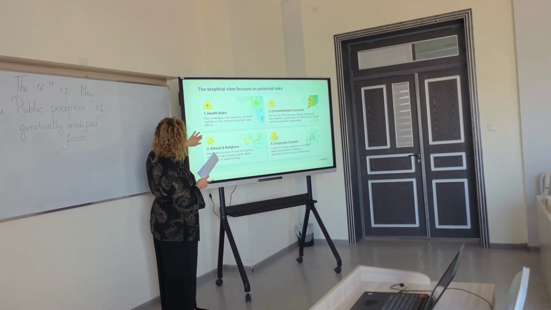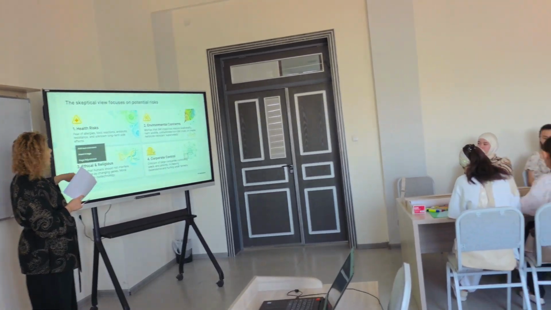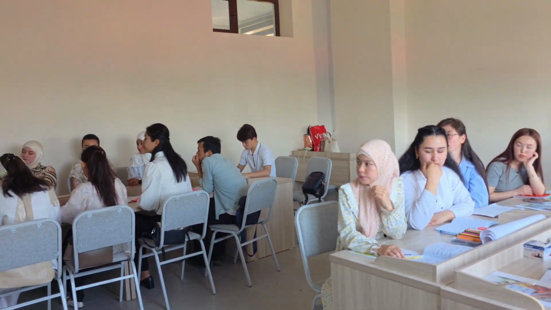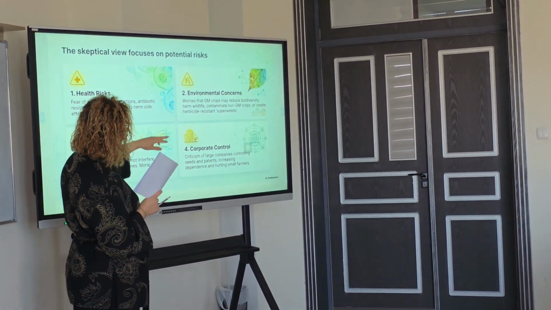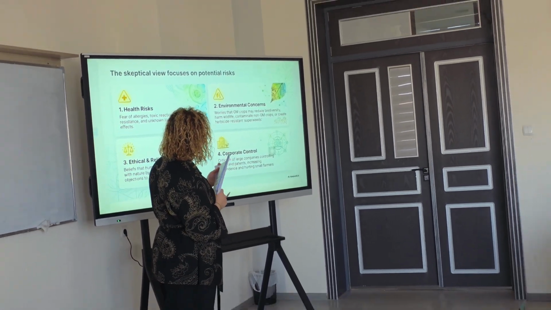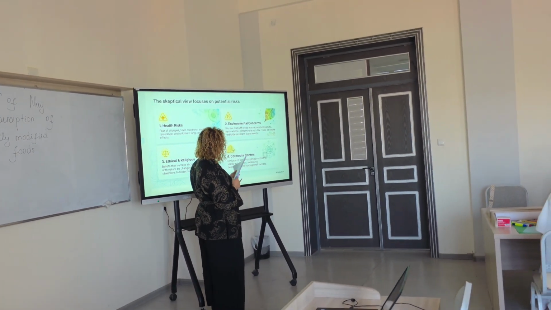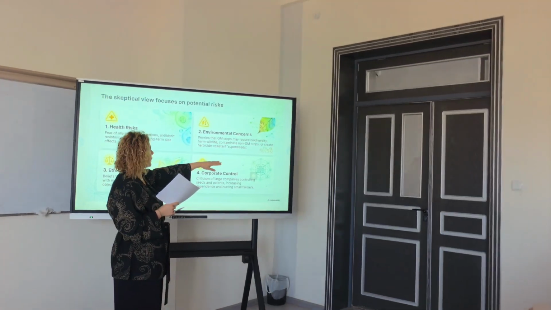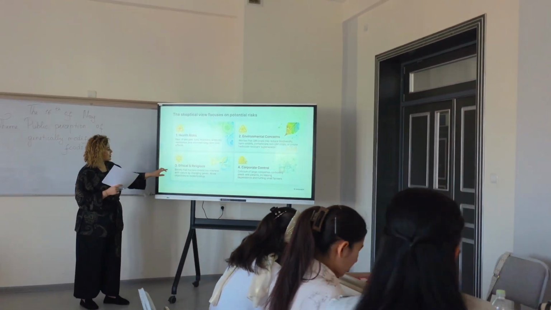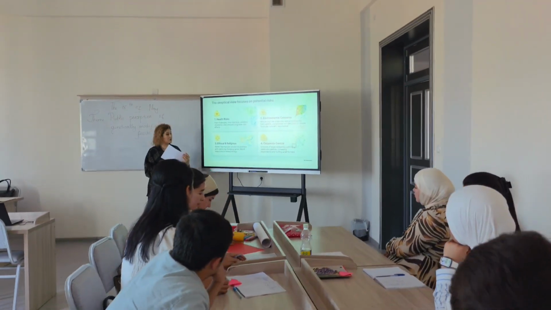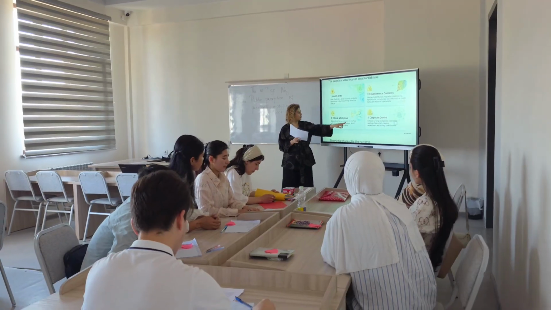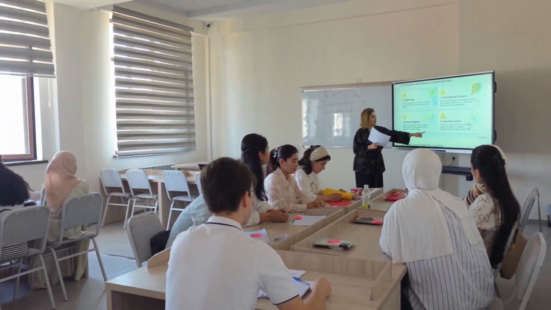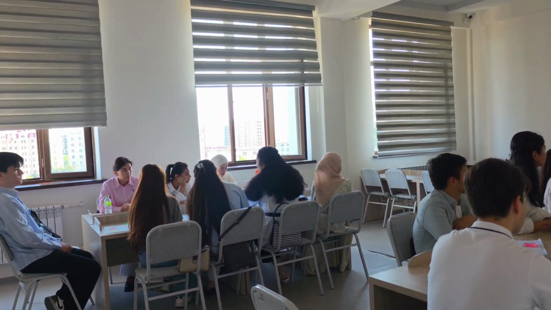The next slide is about the skeptical view, which focuses on potential risks. So some people worry about health risks, such as allergies, toxic reactions, etc. Next one is environmental concerns. People worry that GM crops may reduce biodiversity or create superweeds. Next one is ethical and religious concerns. It's also important. Some believe that humans should not interfere with nature by changing genes. And the next one is corporate control.